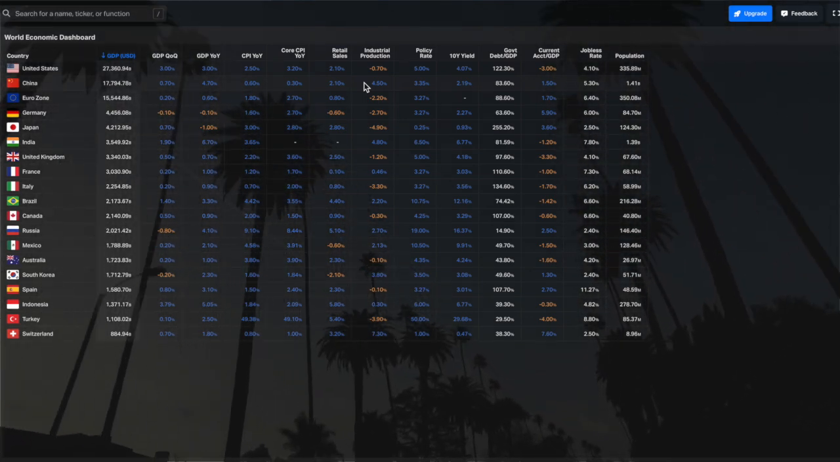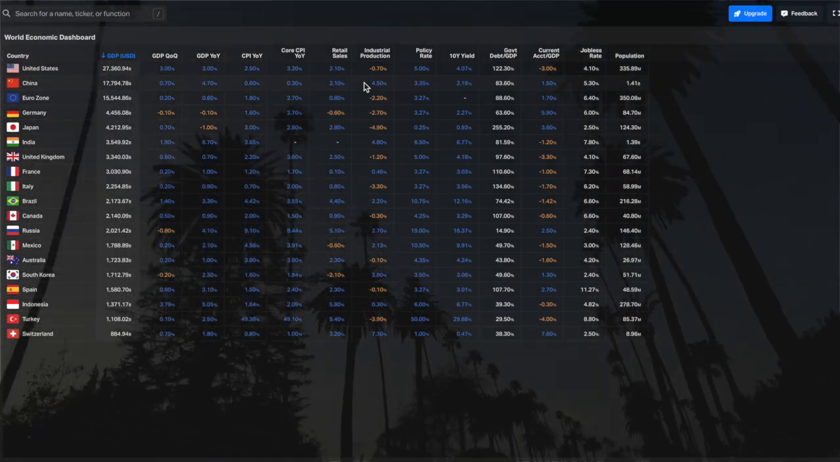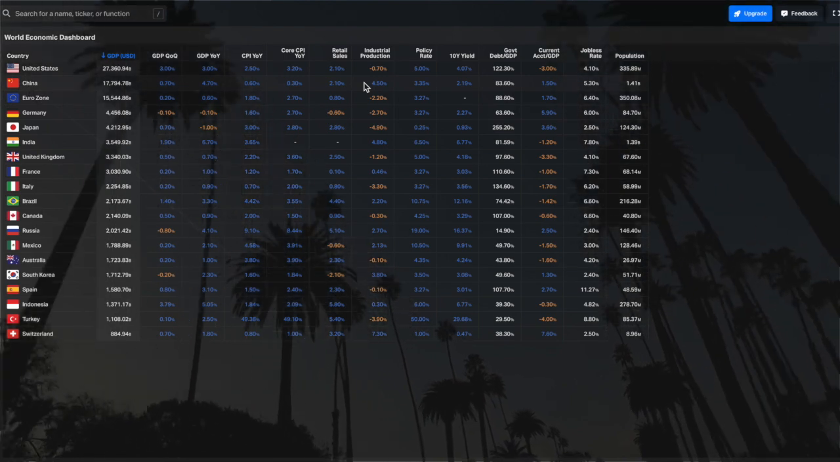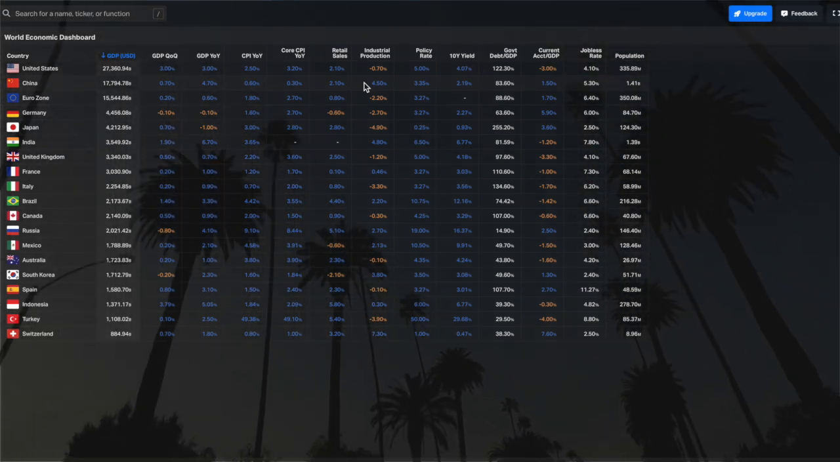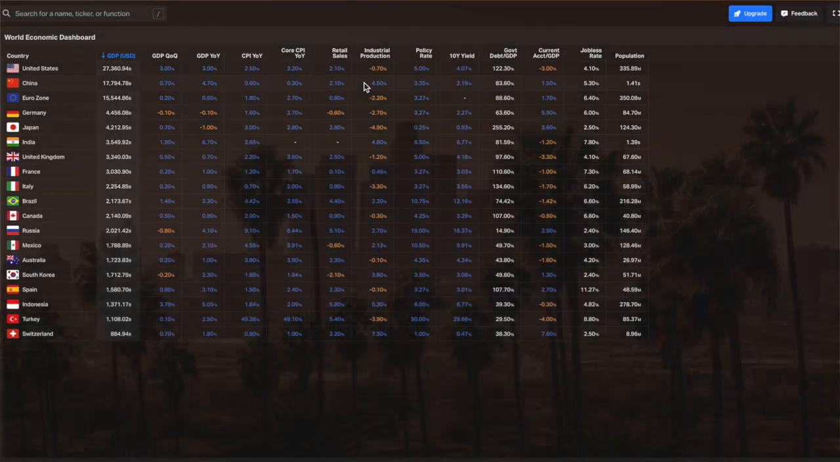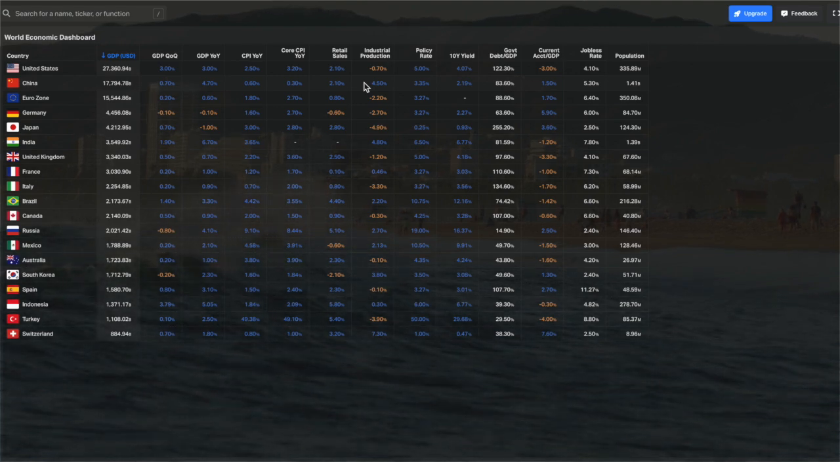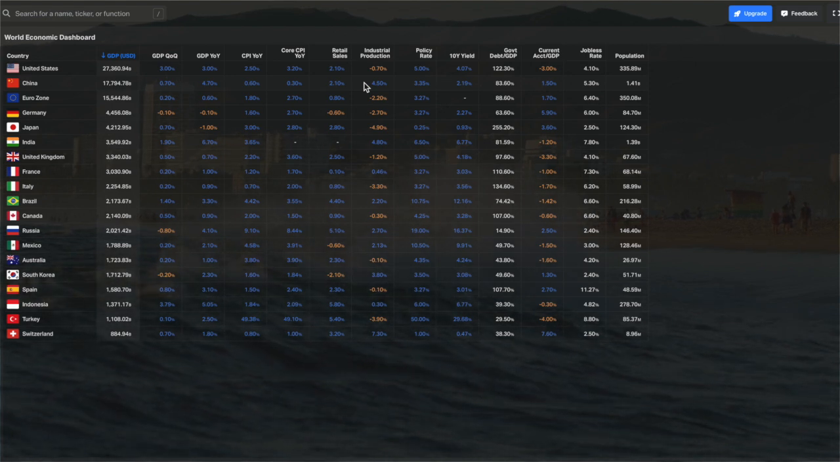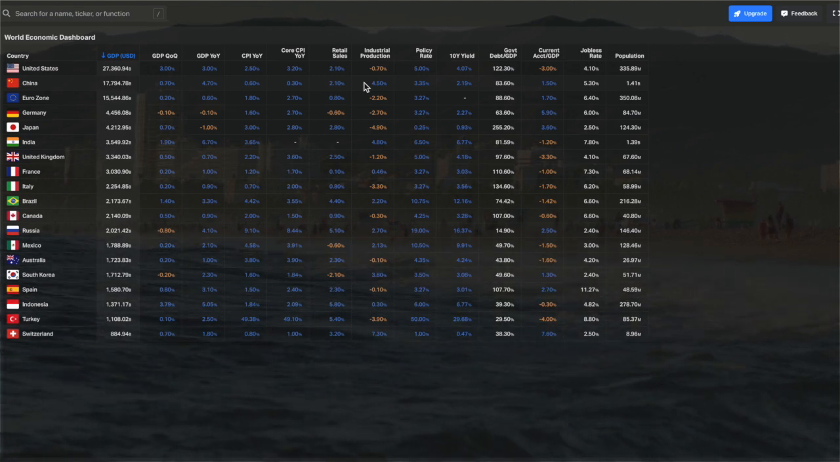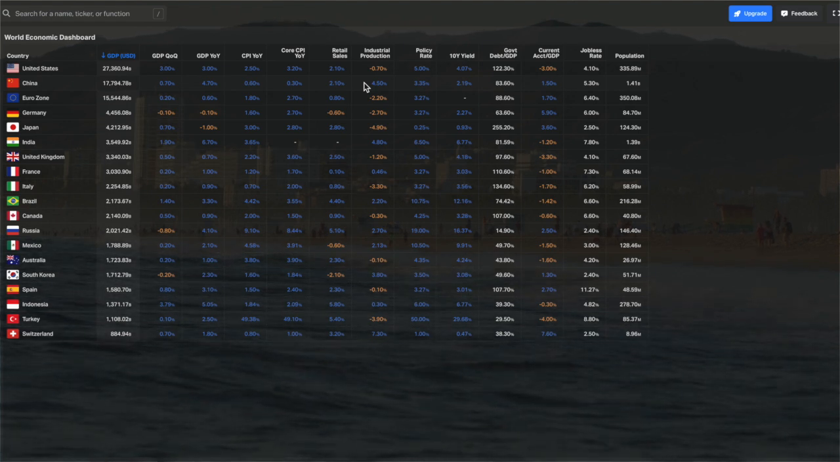Then we have Germany, 4 trillion, Japan, 4 trillion, India, 3.5 trillion, the UK, 3.3 trillion. Funny that India is just in front of the United Kingdom as its past colonizer, right? And then we have France, 3 trillion, Italy, 2.2 trillion, Brazil, 2.1 trillion, Canada, 2.1 trillion, Russia, 2 trillion, Mexico, 1.7 trillion, Australia, 1.7 trillion, South Korea, 1.7 trillion, Spain, 1.5 trillion, Indonesia, 1.3 trillion, Turkey, 1.1 trillion, and Switzerland, 800 billion.